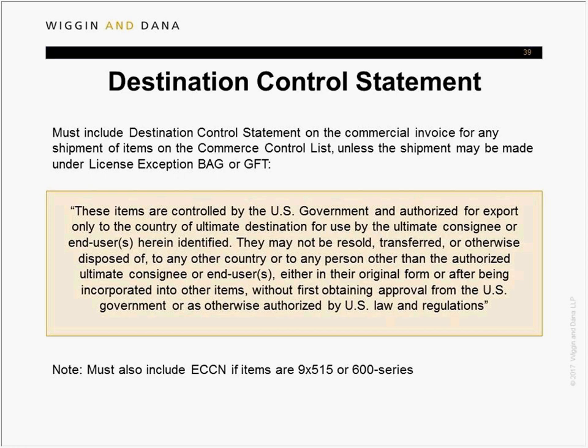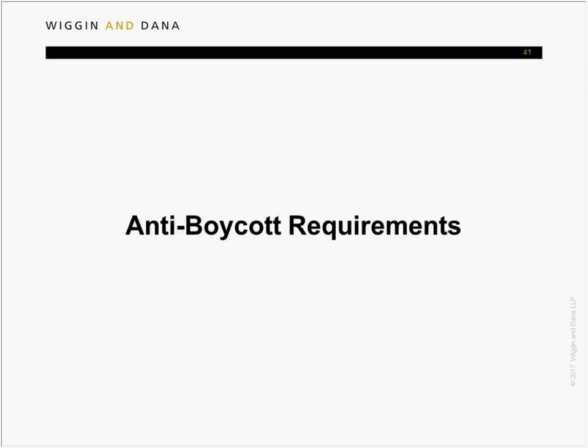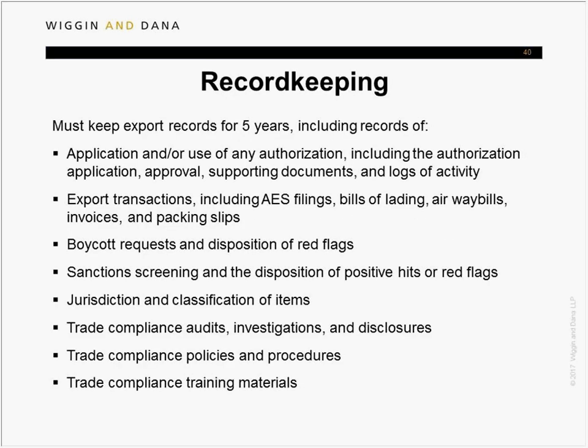Here's the destination control statement I mentioned. I won't dwell on it, but basically all of that text, you've got to find a way to get that onto your commercial invoices. That is a requirement. Failure to do it is a violation of the EAR. And we talked about record keeping a minute ago, so you can come back and take a look at that slide, but there are very serious record keeping obligations.